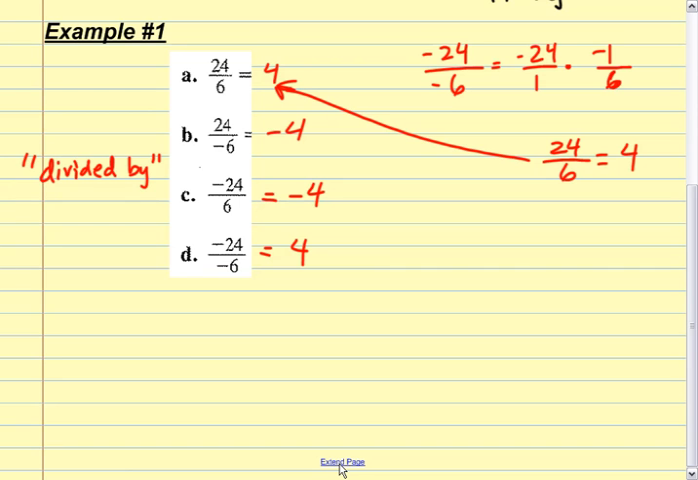I don't know if I'd go that far, but I will tell you this. This does not equal negative 24 over 6. That is not true. It equals positive, because these two things just cancel each other out. The line in the fraction is really just a way to say multiply by this, and when I multiply two negatives, I get positive. All right, good. Let's look at the next one.